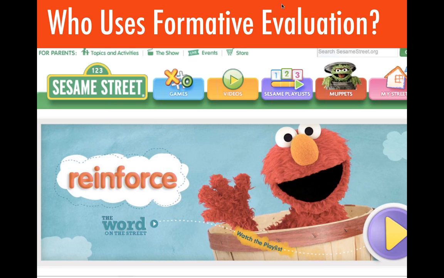So just to give you a sense of who uses formative evaluation, Sesame Street has a massive research arm. Sesame Street, I don't think I'm overstating it when I say they actually have more researchers than content developers.